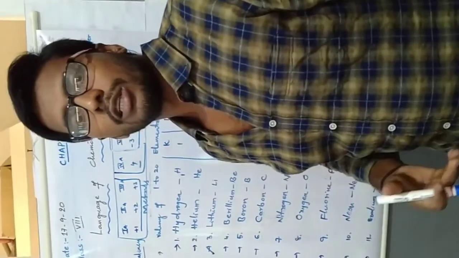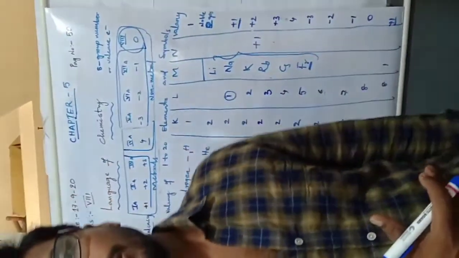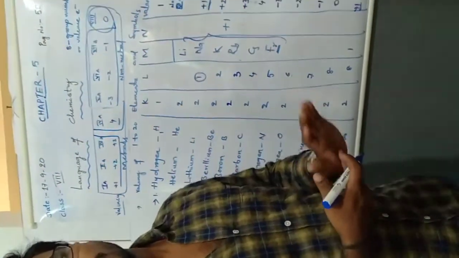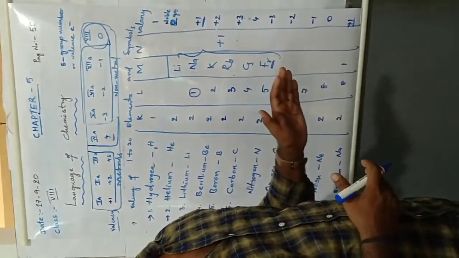Only in 8th A group elements it will be 0. What is the reason? The outermost shell is completely filled. So that is the reason there is no space for electrons to enter. So 8 minus 8 equal to 0. So this is the topic.